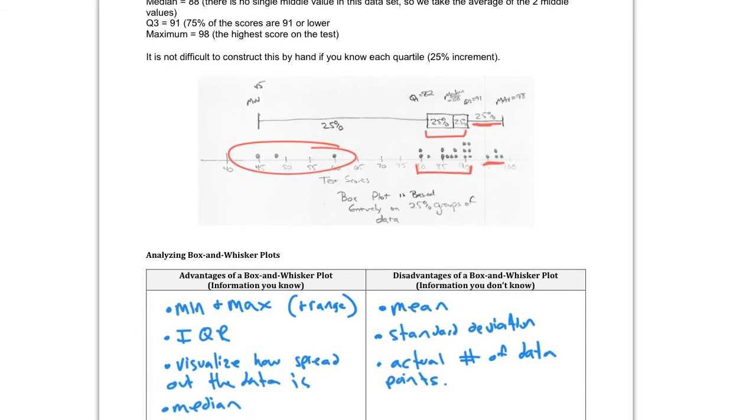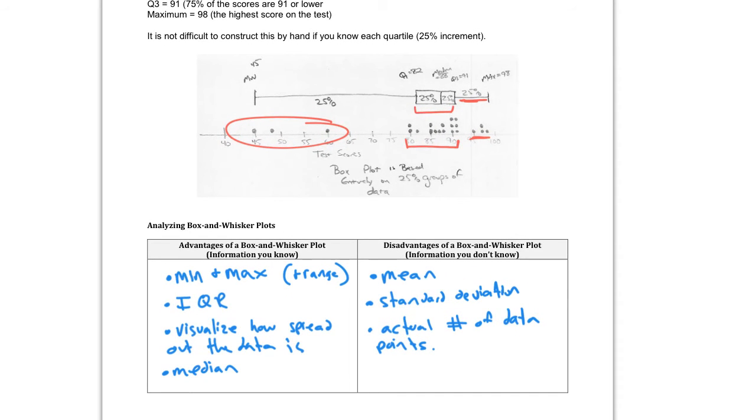Finally, at the bottom of this page, we have a little discussion about the advantages and disadvantages of a box and whisker plot. So with a box and whisker plot, we can read off the minimum and the maximum, and based on that calculate the range. We can use Q1 and Q3 to find the interquartile range, the IQR. It gives us a nice visualization of how spread out the data is.